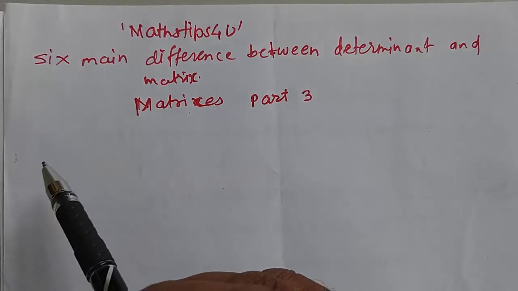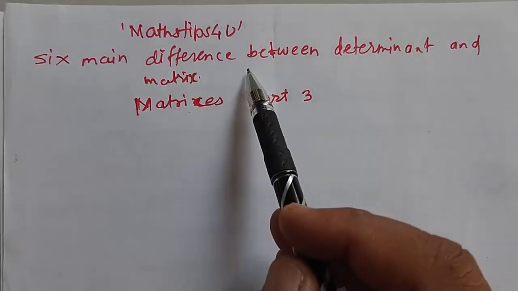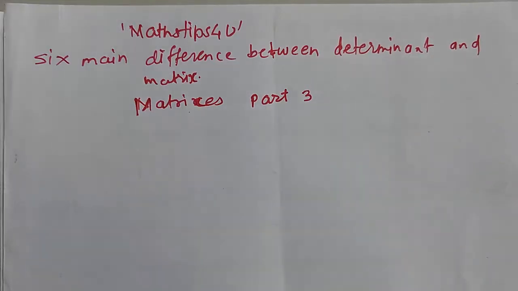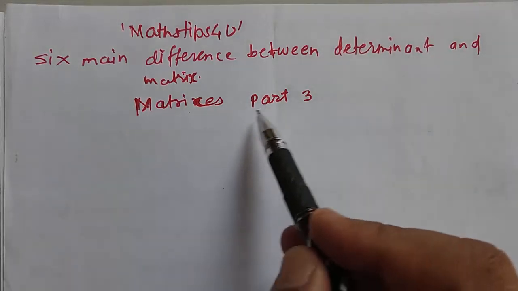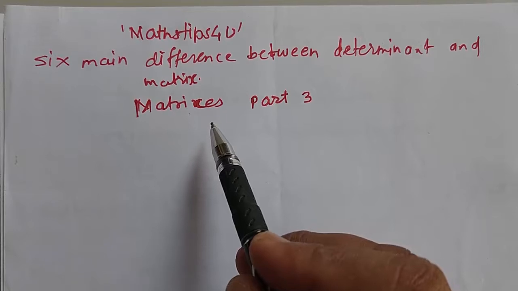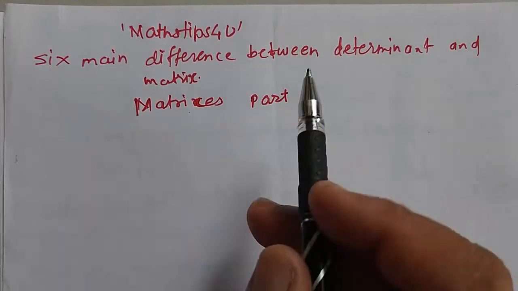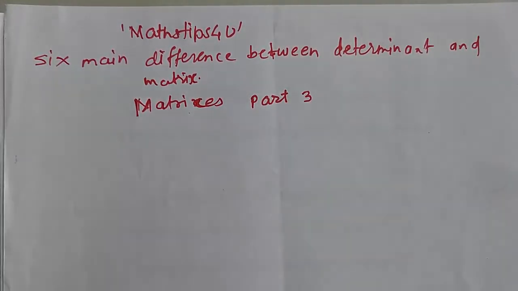In this video, we are going to see 6 main differences between the determinant and matrix. This is our part 3 matrix topic, video part 3.